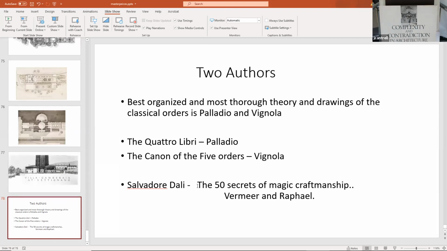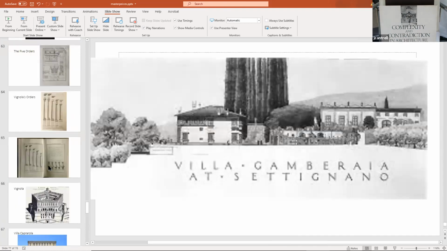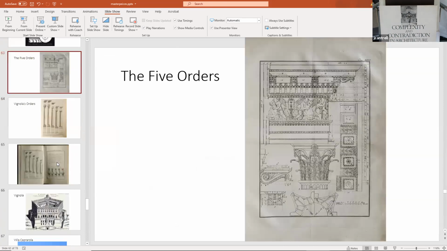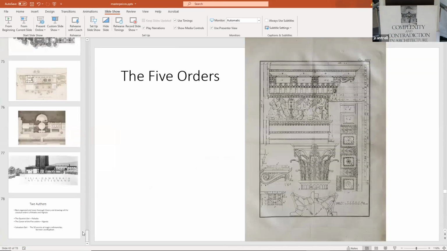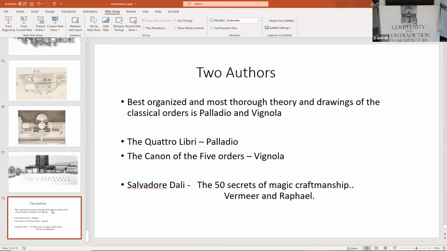It's almost like the bizarre read you get when you read Complexity and Contradiction. You read this and think, what are they talking about? But I like to throw little zingers in here because I think if I just showed you nothing but classical origin, you probably would get a little bit bored of it. But Vasari and Dali are really wonderful theoreticians and writers.